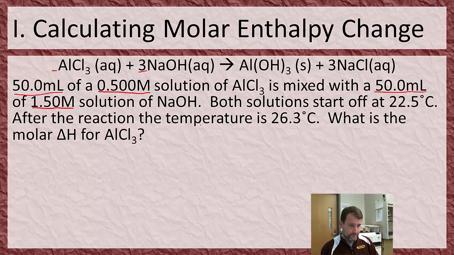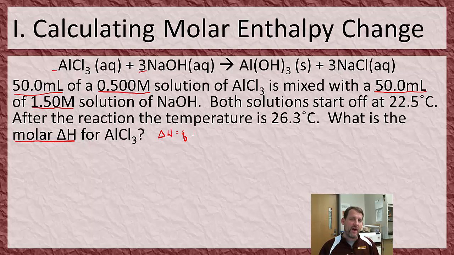All right. But in this problem, I'm looking for the molar delta H, the molar change in enthalpy for aluminum chloride, not the sodium hydroxide. So that's making me think that maybe I'm going to be using the aluminum chloride numbers more than the sodium hydroxide numbers. All right, so let's get rolling. If I know I'm going to need to find the delta H, I know that the delta H of the reaction is just equal to the heat given off or absorbed by the reaction. So the delta H is equal to Q. So I need to find the Q of the reaction.